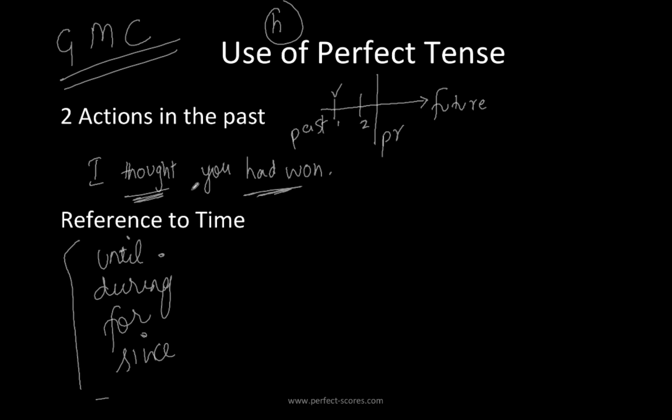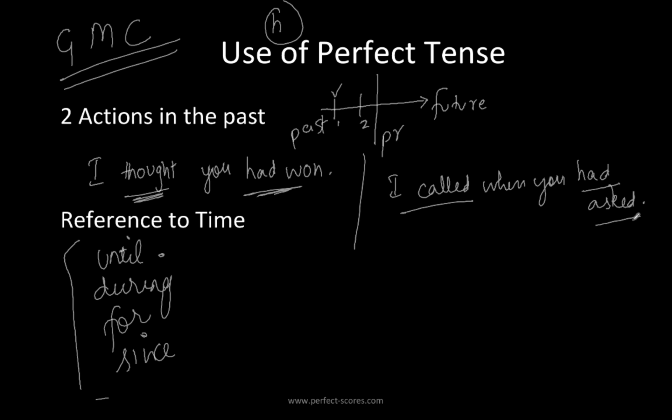So when I was thinking, it was again in the past. I was thinking that you had won. Let me give you another sentence to make it a little more clear. Let me give you, in fact, 3 variations of the same sentence. I called when you had asked. Just try to figure out which action happened first. Did I call first or did you ask first? Now I'm using the perfect tense for the second one, so this one happened first.